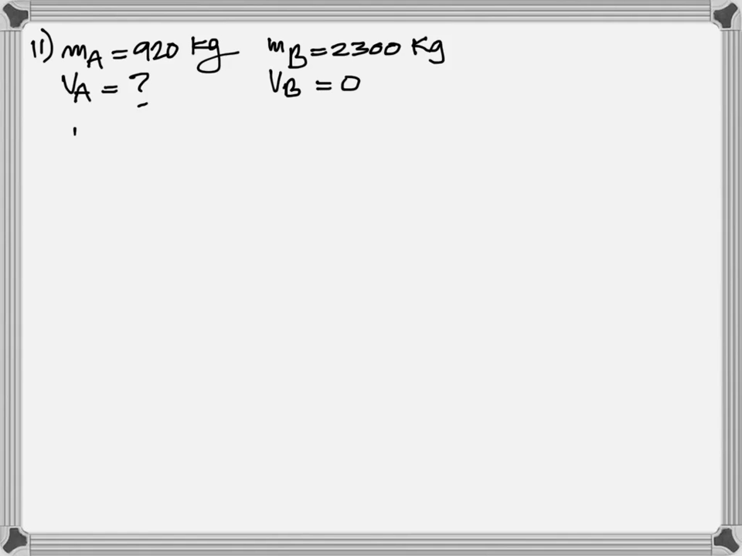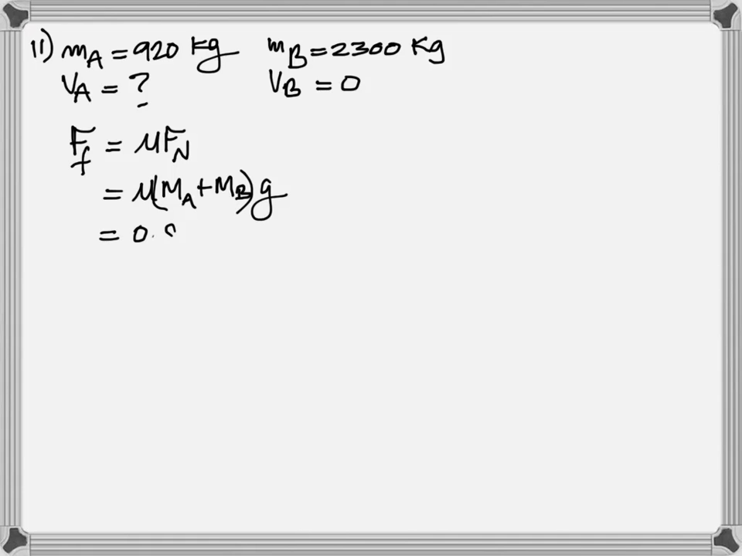In the 11th question, that's the mass of the sports car. We need to find its velocity. Mass of the second one, the SUV, 2300. And it was not moving because it was stopped at a red light. Okay. Now what stopped them after the collision was friction. And friction is mu times Fn. And because it's a level road, Fn is the mass times g, which is the mass of both the cars together times g.